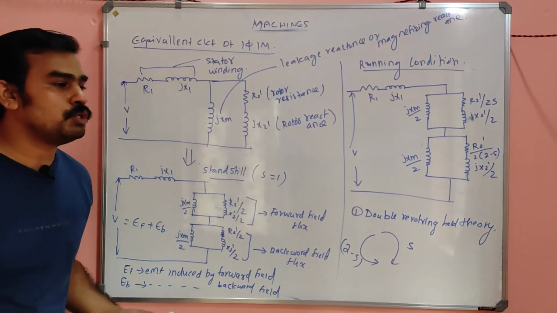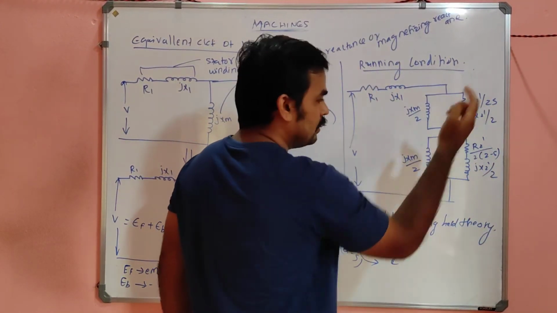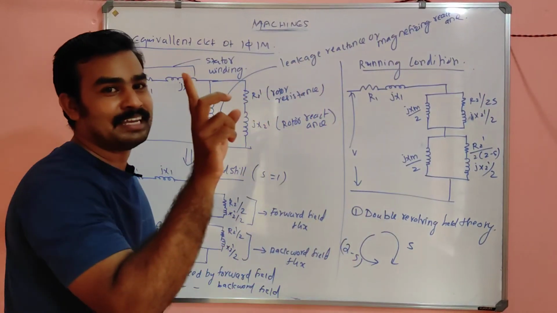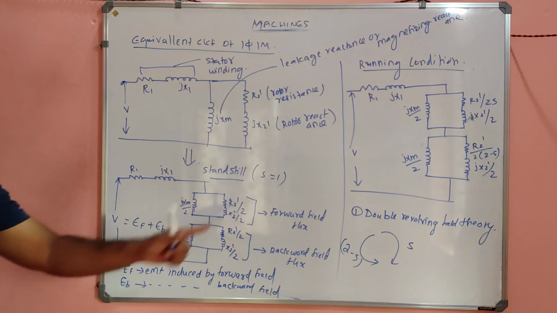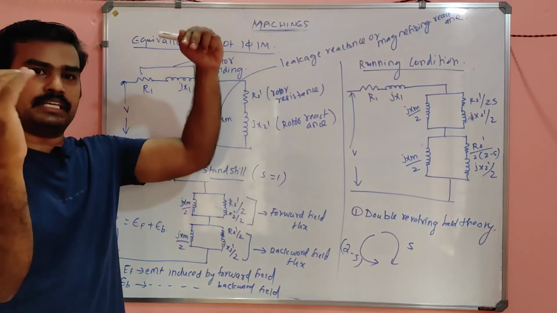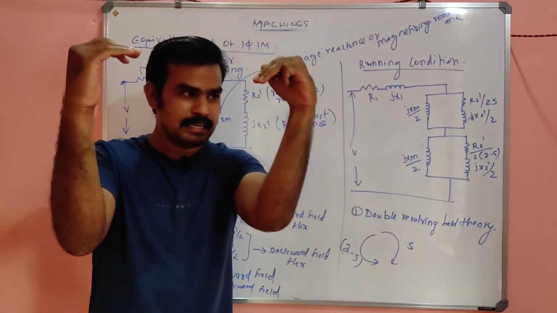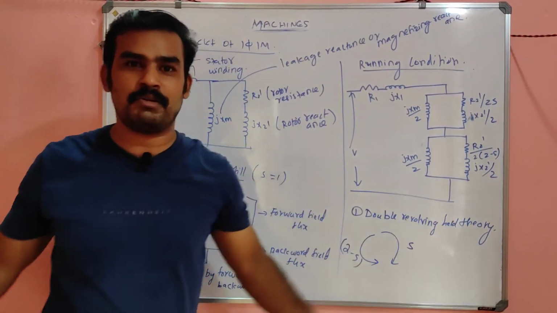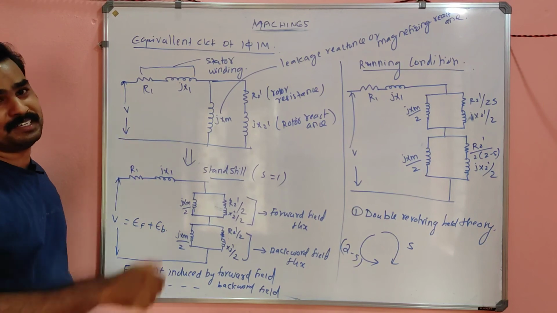Suppose you take slip equal to 0.5. So R2 dash by 2 into 0.5 here, and R2 dash by 2 into 2 minus 0.5, which is 1.5, there. So the forward flux and backward flux will not be the same, so there will be a rotational effect. If it is exactly balanced, it won't rotate, my dears. But if one is higher than the other, it will definitely rotate. So the motor will rotate now. That is the reason why the rotation happens.